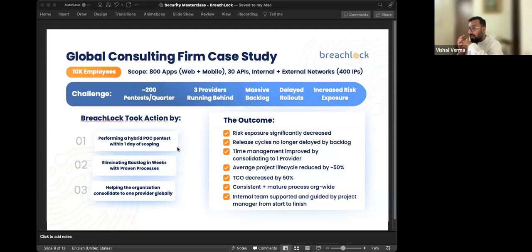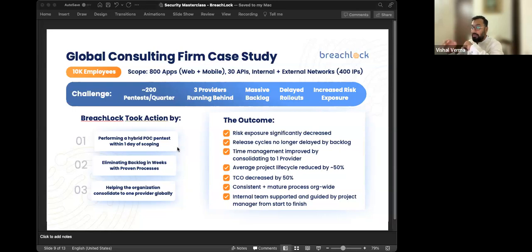The outcome of that engagement was a significant reduction in the risk exposure the organization had, because when we pen tested 800 applications, there were a lot of applications which were vulnerable and which they were just pushing through the borderlines to get released. So that risk exposure was downgraded significantly. The overall backlog was reduced already. Then the time management for managing multiple vendors for that global consulting firm reduced drastically to one.